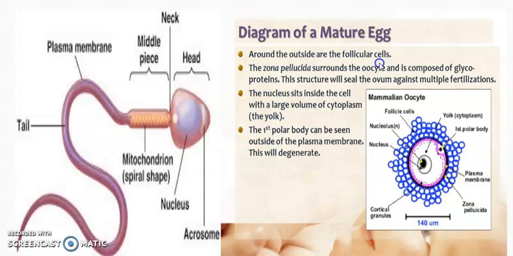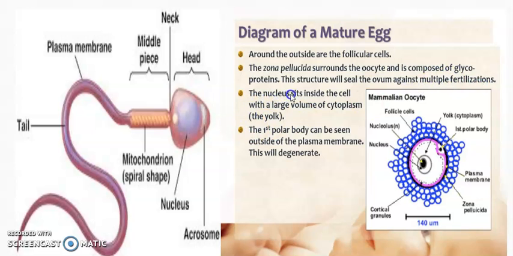According to this, the outside cells are called follicles. The zona pellucida surrounds the egg, and it is basically composed of glycoprotein, a combination of carbohydrate and protein. This structure seals the egg, meaning it protects the egg against multiple fertilization. It produces a fertilization membrane that helps the egg to be fertilized by only one sperm. When one sperm enters, the others are stopped from entering, so that multiple fertilization is prevented.